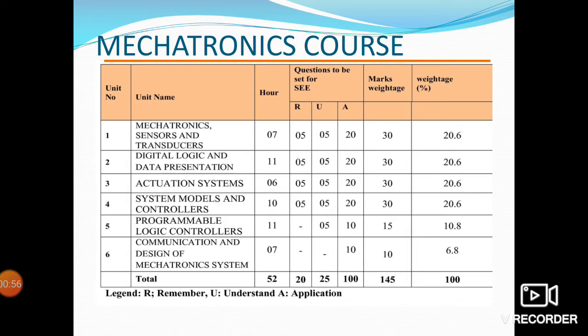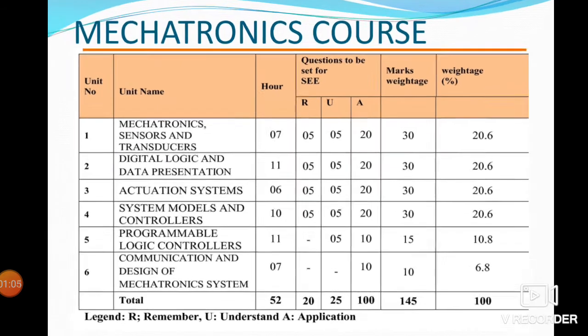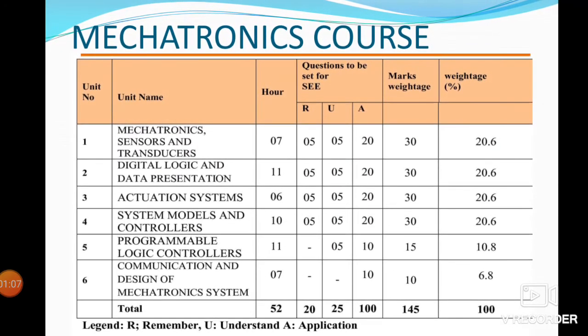So let us have a brief discussion before we actually start with the different chapters. What all you are going to learn in your course, you'll be having a total of 6 units, meaning 6 chapters, and the weightage of hours is 7, 11, 6, 10, 11 and 7. So the total number of hours to be completed is 52 hours.